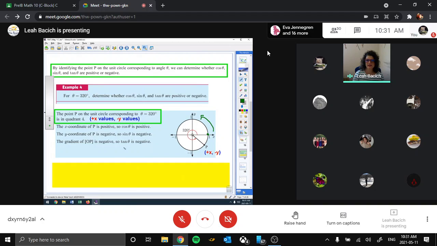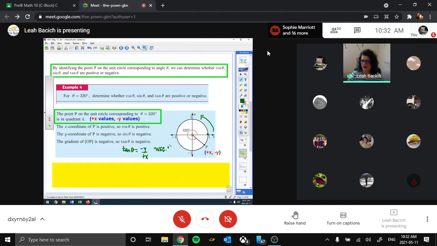Now, the tangent. Well, the tangent is going to be sine, so it's going to be negative y over positive x. So overall tangent of the angle should be negative. On your calculator, can you do tangent of 320 degrees and tell me what you get? Negative 0.8391. Yay, it's negative. Perfect.